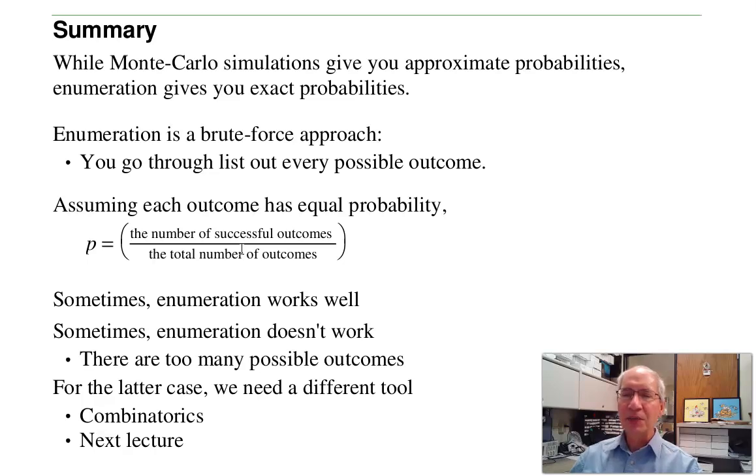If I were to deal 7 cards in poker rather than 5, that's going to take roughly 2,000 times longer. That's going to take several days. For that case, I need a better tool. That better tool is called combinatorics. That's what we'll be covering in our next lecture. So that's lecture number 3 for ECE 341 Random Processes, Enumeration.